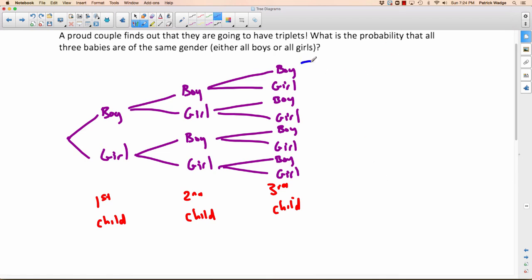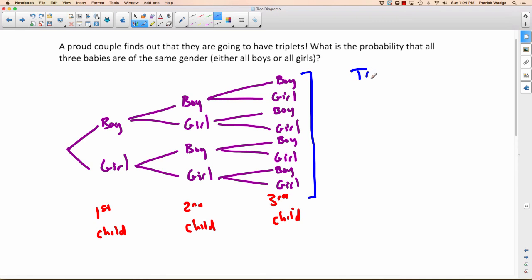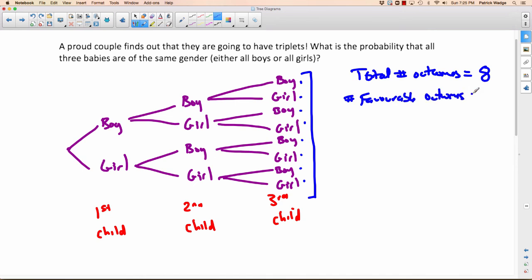Great. So how many outcomes are there total? Remember, to get the total outcomes, we look here. Total number of outcomes, sorry, am I writing so badly, is 1, 2, 3, 4, 5, 6, 7, 8. 8 different possibilities. Number of favorable outcomes: okay, what are we interested in here? We're interested in when they're all boys or all girls.